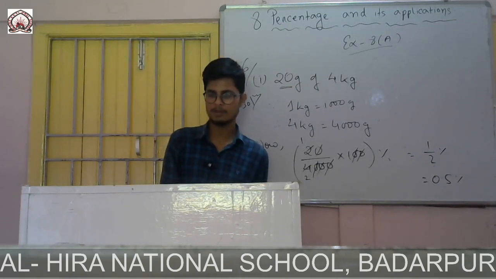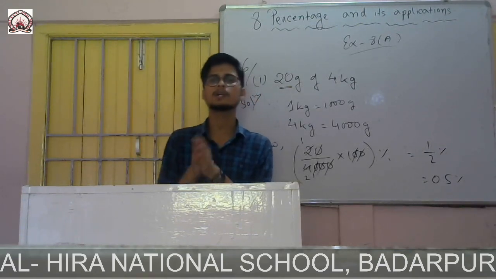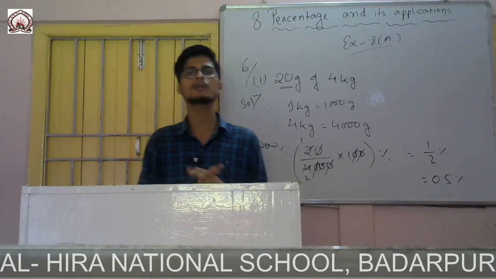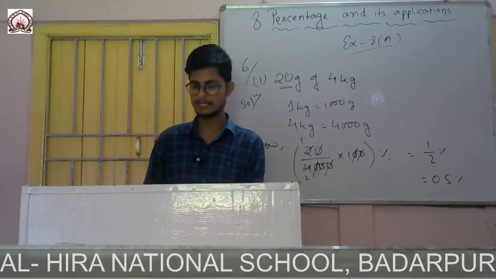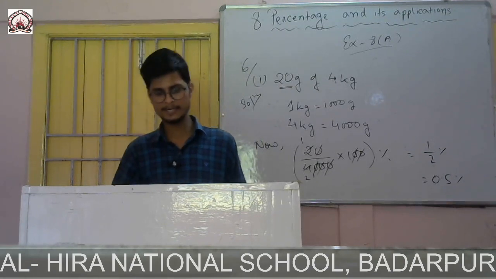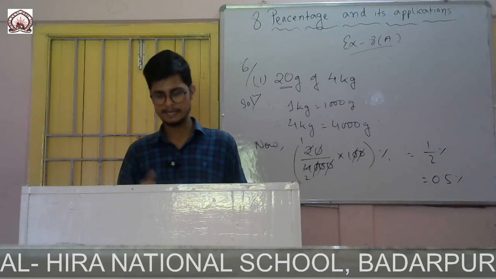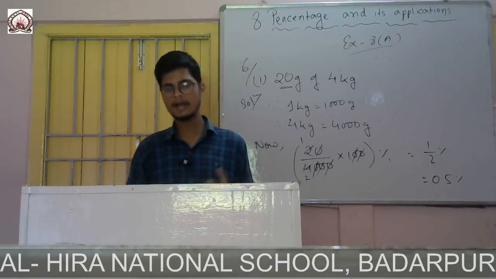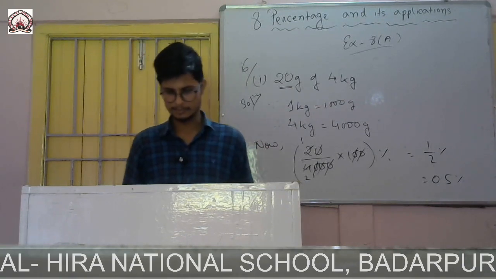So for doing this one, simply you convert 5 liter. 1 liter is 1000 ml, so 5 liter will be 5000 ml. Question Roman number 3 is also the same, 48 centimeter and 1 meter. So 1 meter equals 100 centimeter. So simply 48 by 100 into 100, and this one answer will be 48%.